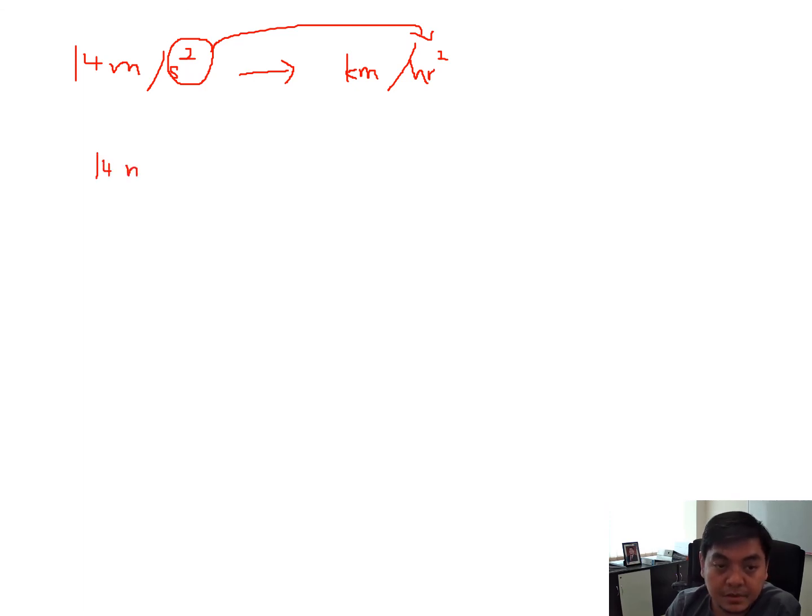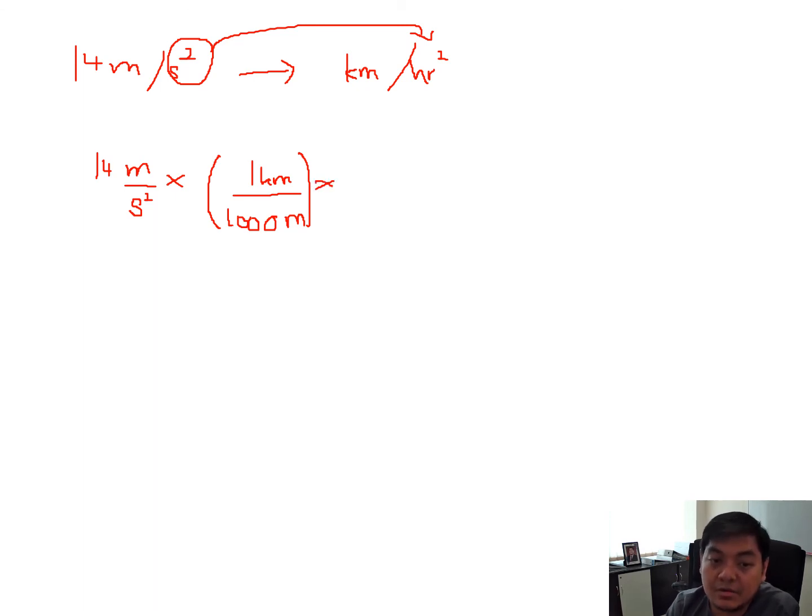So 14 meters, again you put the second squared at the bottom. Okay, 14 meters per second squared. Now you multiply with, in the bracket, we should cancel out first the meter and the kilometers, because we want to convert meters to kilometers. So 1000 meters is equivalent to 1 kilometer. You can see this is at the numerator level, and this 1000 meters is at the denominator, so we can cancel out later on.